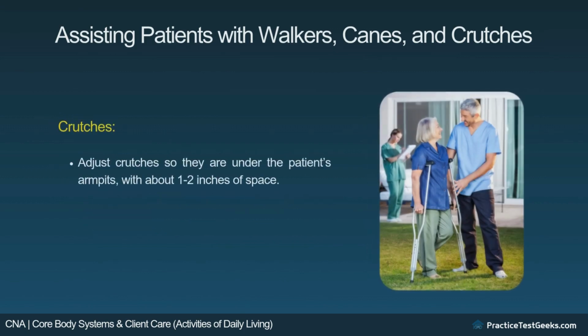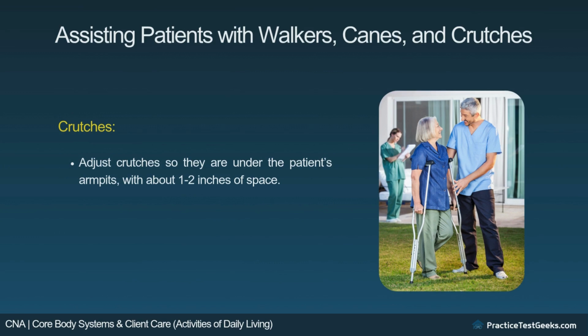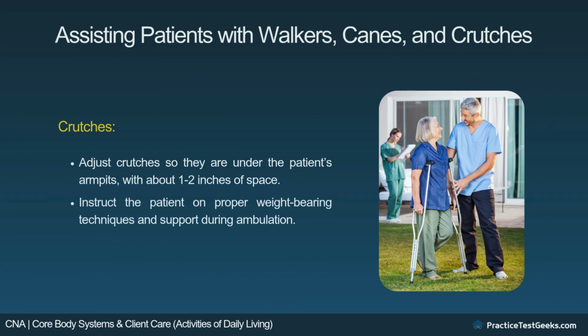Crutches. Adjust crutches so they are under the patient's armpits, with about 1 to 2 inches of space. Instruct the patient on proper weight-bearing techniques and support during ambulation.